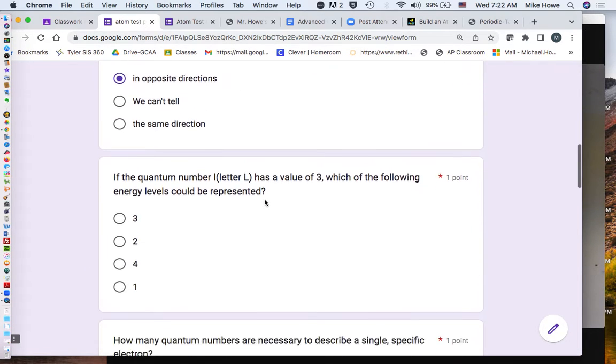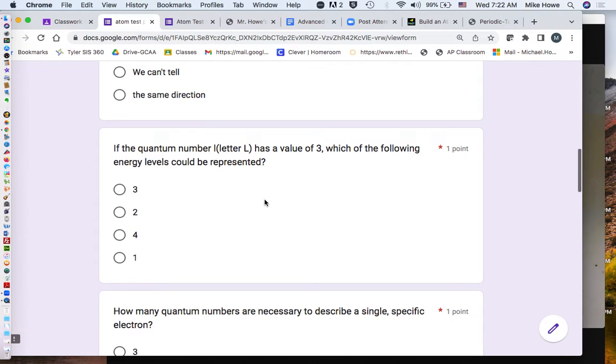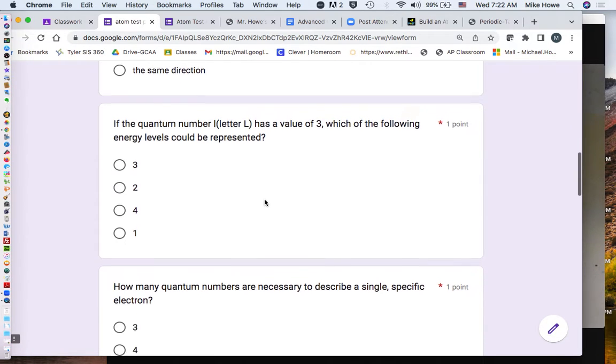So the quantum number l has a value of 3. If the quantum number l has a value of 3, which one of the following energy levels could be represented?